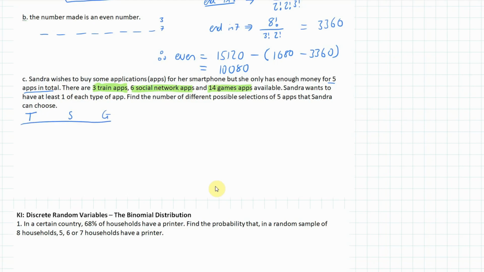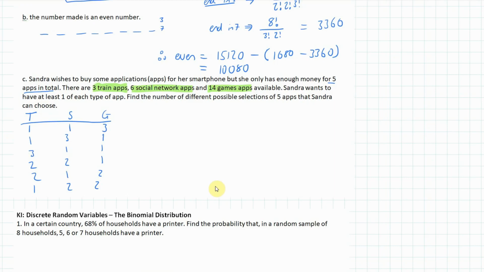So she has to have one of each. So she could go 1, 1, and she's got to have a total of 5. So 1, 1, 3. 1, 3, 1. And 3, 1, 1. So that's one way of doing it, I guess. Then she could go to 2, 2, 1. 2, 1, 2. And 1, 2, 2. And I actually think that's it.